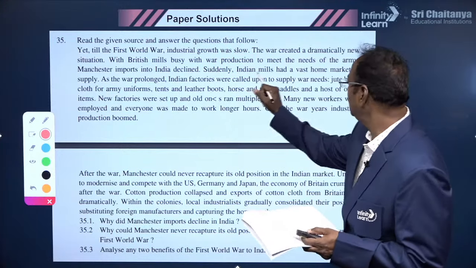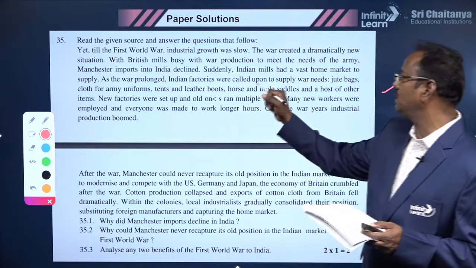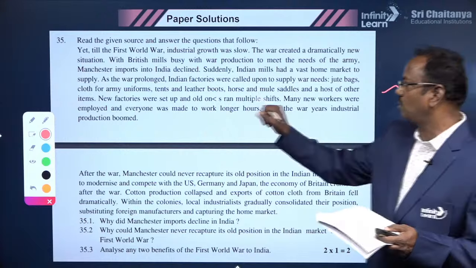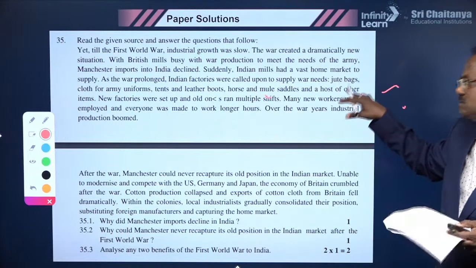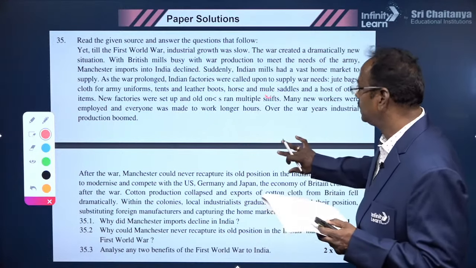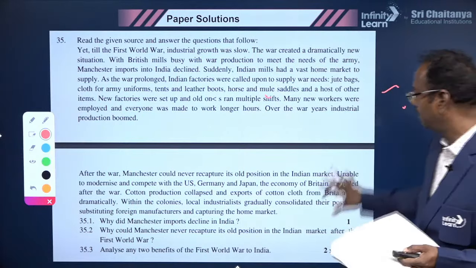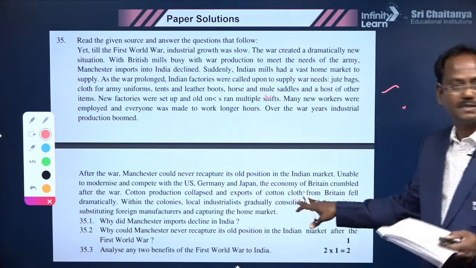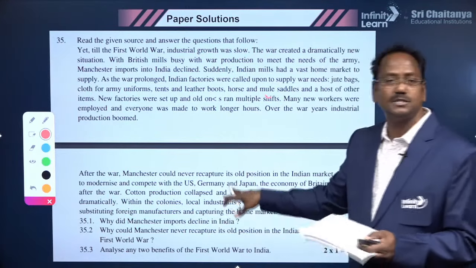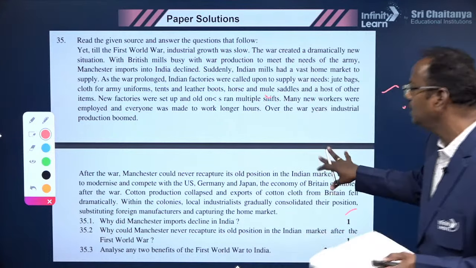Global world, right? Indian mills had a vast home market to supply as the war prolonged, and Indian factories were called upon to supply war needs: jute bags, cloth, and many other requirements, and the importance that India acquired. You can see this in the paragraph. At the end of the paragraph, it describes how cotton production collapsed and exports of cotton cloth from Britain fell, and what conditions prevailed in the world and in India.